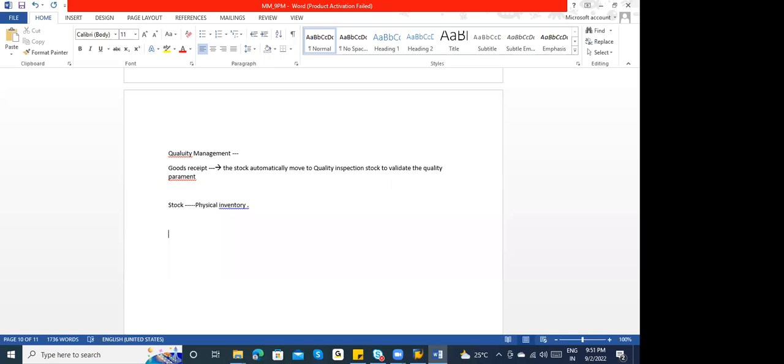That means every 3 months, every 6 months, every 9 months, every 12 months, you want to do that. We will be creating the cycle count. So is it mandatory to do a cycle count? No, we can also do it manually.